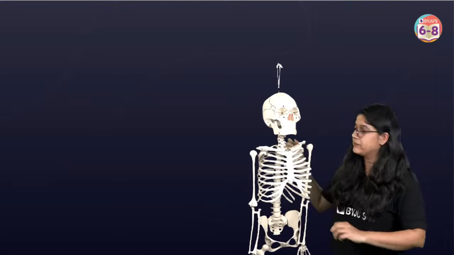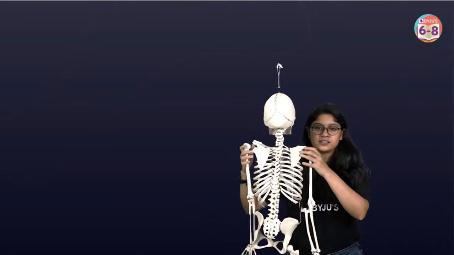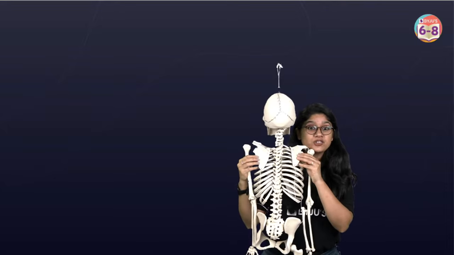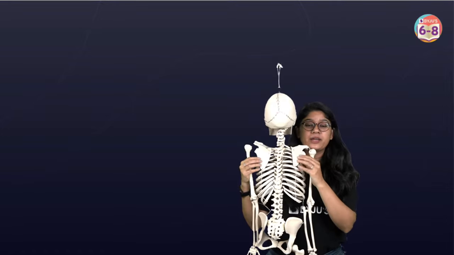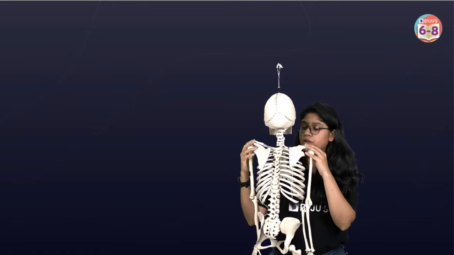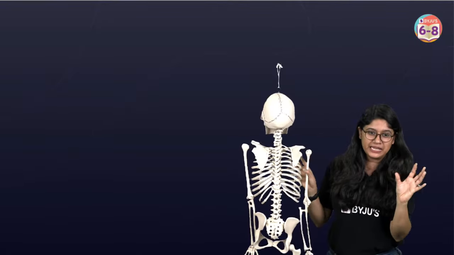Right? Okay. Now, this is the skull. And if you turn it back, can you see this? These are the shoulders. Come on, everyone. Yes, this is a skeleton, right? And over here, what do we have? We have the shoulder bone over here. And of course, this is the scapula. That's basically a blade-like structure.